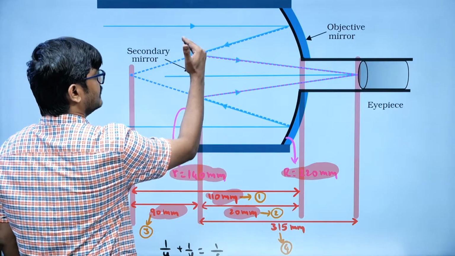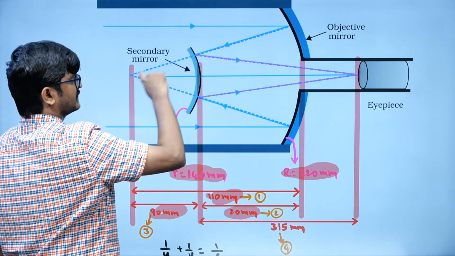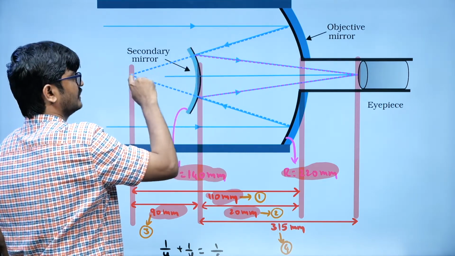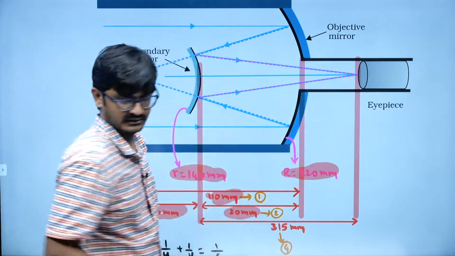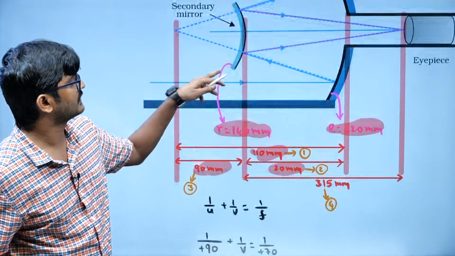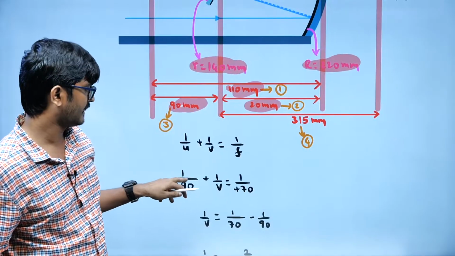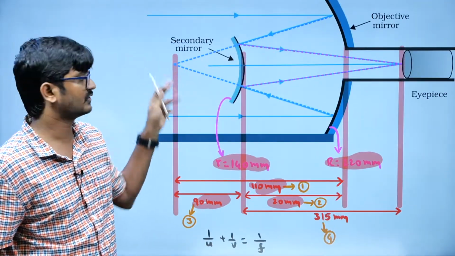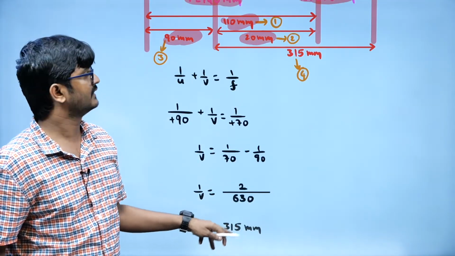Now you can see for this mirror, these are the incident rays. So this will act as a virtual object, right? So for this mirror, this is going to be acting as the object. So we need to see where the image will be forming. So I can use the mirror formula 1 by u plus 1 by v equal to 1 by f. Now you can see here the incident ray direction is this way. So object distance is going to be positive, plus 90, and the radius of curvature is also this side only, so focal length is also positive. So when you do that, you will be getting v is 315.